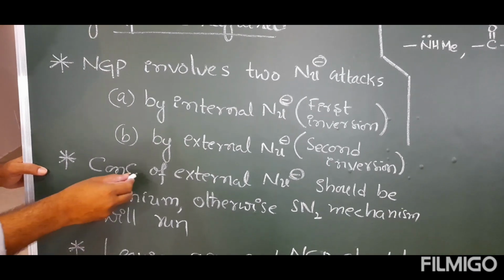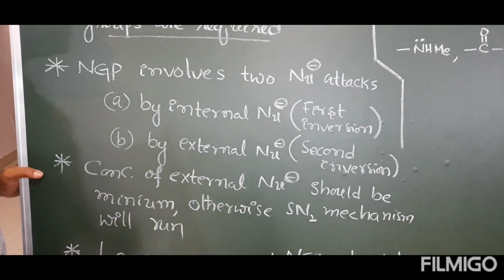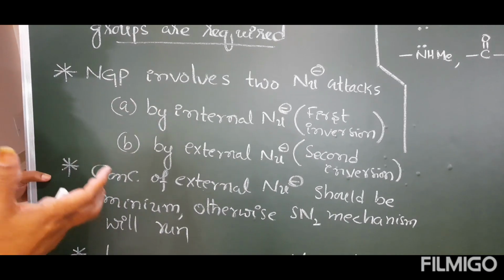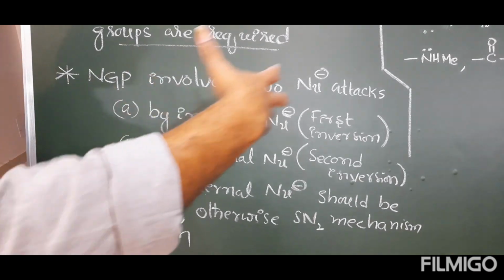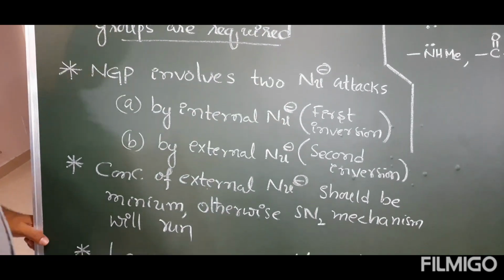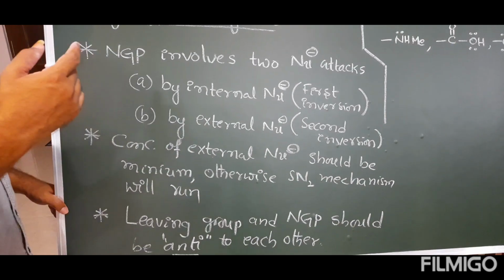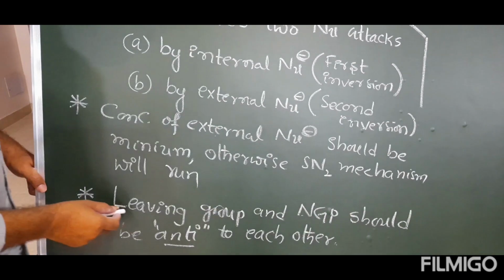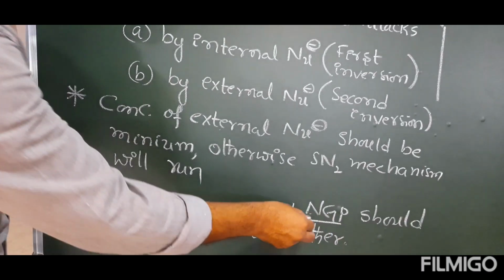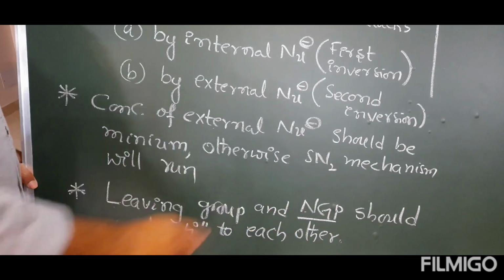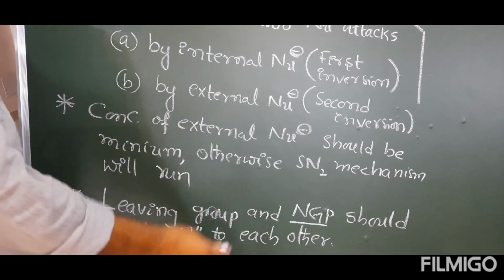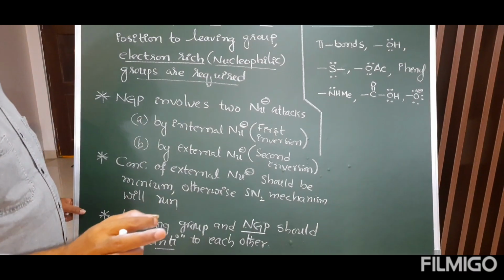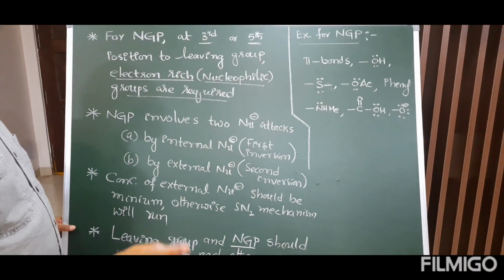And the next point, the concentration of the external nucleophile. You have to maintain a minimum concentration. If you are taking an excess concentration, it will choose the SN2 mechanism path. And the last point, and it's a very important point: the leaving group and the neighboring group should be anti to each other. Students have to keep these 4 points in mind. Definitely you will solve the questions comfortably.